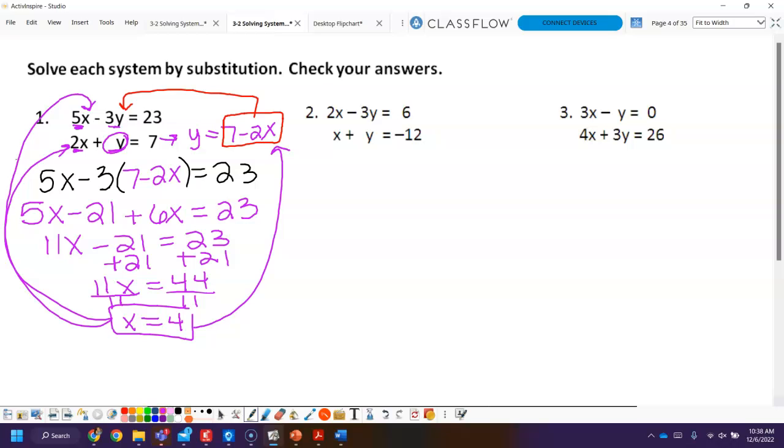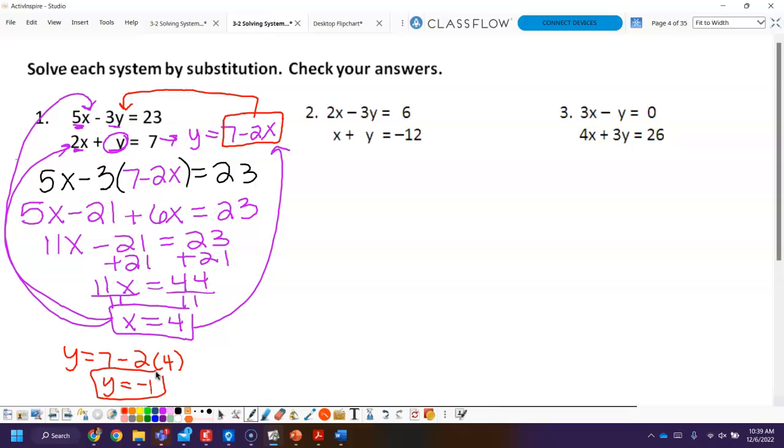So y equals 7 minus 2 times 4, which is 7 minus 8. 7 minus 8 means that y equals -1.